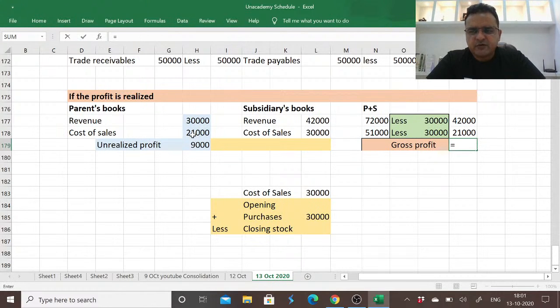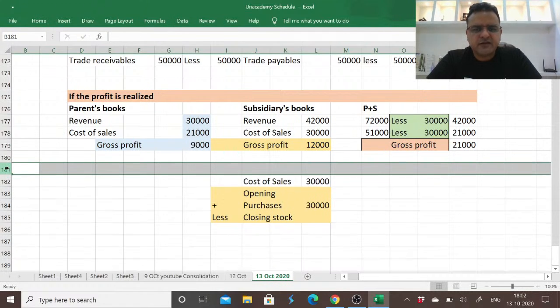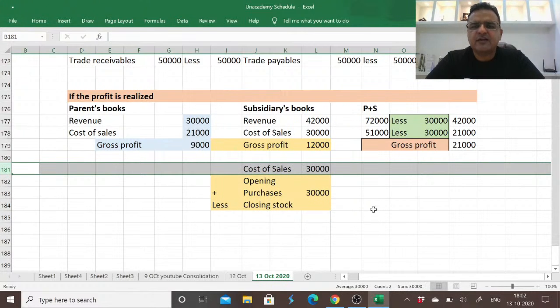So the profit is equal to 42 minus 21. The profit is realized. How much profit realized? They recorded a gross profit of 9,000. They recorded a gross profit of 12,000. Total profit realized by the group is 21,000. This is when there is no stock, the profit gets realized immediately.